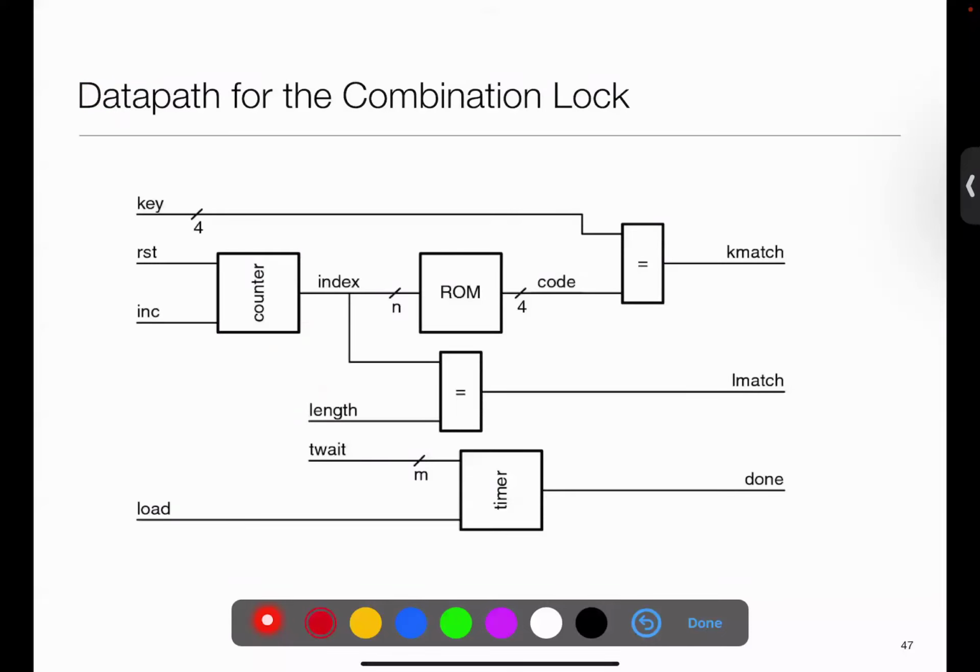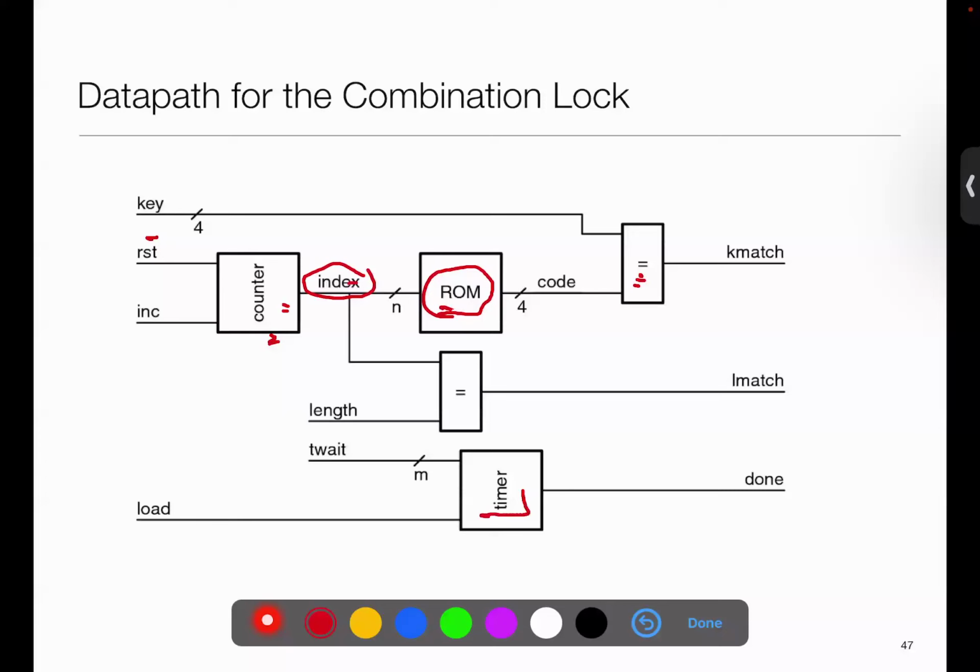So the data path will need to have some sort of a counter to match against the key. I have to have some sort of a ROM in which I store the correct code, right? I have to check whether my code and the key match, okay? And the digits of the code are going to be stored in the ROM, so I have to kind of scan through it. So this counter provides me an index into the ROM to look at the right digit.